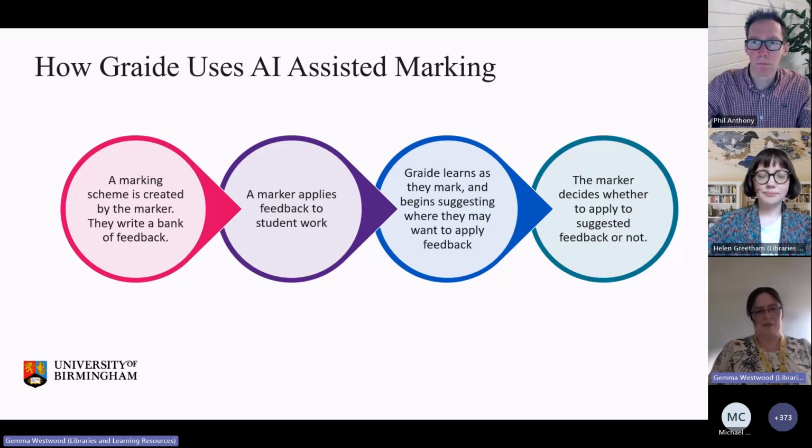A marking scheme is created by the marker or a module lead, and they write a bank of feedback or a rubric. The marker then goes in and applies that bank of feedback and individual pieces of feedback to student work. The AI within Graide then learns how that particular marker marks and starts suggesting where they may want to apply feedback that they've used previously again. And the marker then has the option to decide whether they want to apply that particular suggested feedback or whether they want to not apply it and apply something different instead.